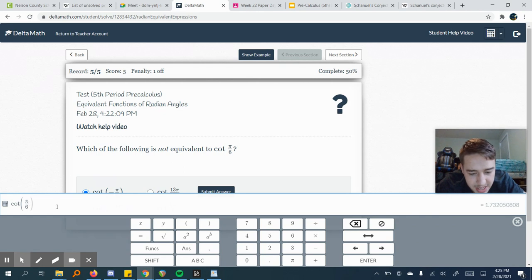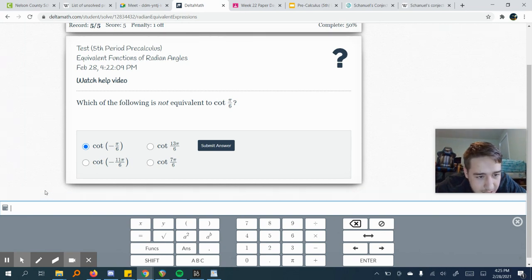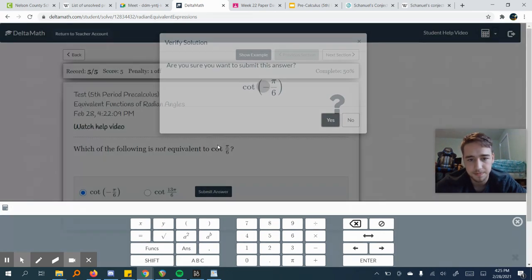We are going to get something similar for each of the answers we plug in. Negative pi over 6 is that, but negative. 13 pi over 6 is the same answer as the original. Negative 11 pi over 6 is the same as the original. And 7 pi over 6 gives us the same as the original, which confirms that the first one is the odd man out.